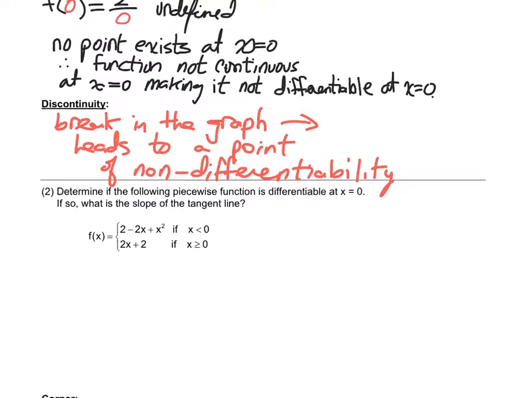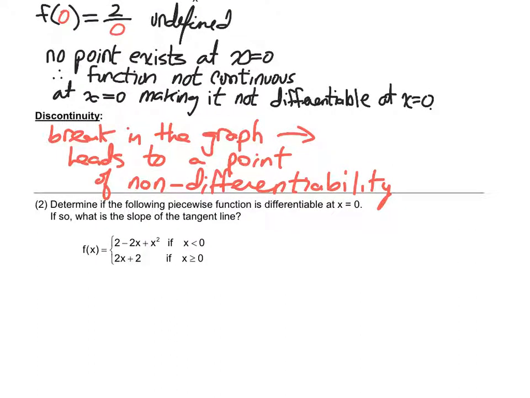All right. So that is straight up taking something from the last unit and just repurposing it. We just said in the last unit, we learned how to find continuous functions. Well, now we're just saying if a function is not continuous, then it's not going to be differentiable. So in number 2, it says determine if the following piecewise function is differentiable at x equals 0. So same instructions. And then if so, what is the slope of the tangent line?